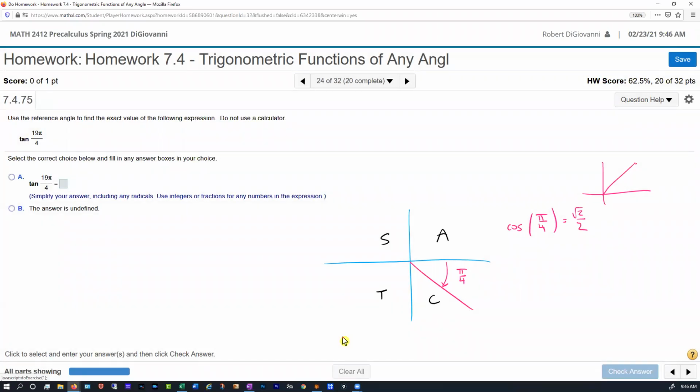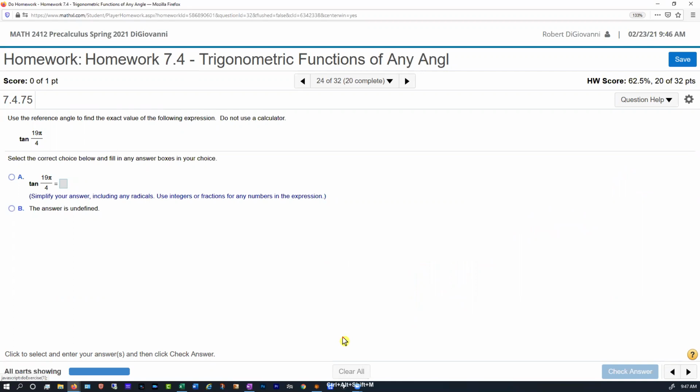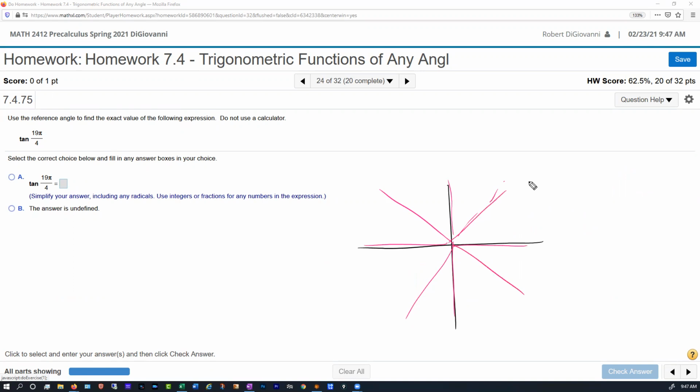Right. Tangent of 19π/4. I'm going to count by π/4s. Here's π/4, 2π/4, 3, 4, 5, 6, 7, 8, 9. We're in the first quadrant. And since we're in the first quadrant, everything's going to stay positive. So I'm really looking at π/4 as my reference angle. And tangent is just the y over the x, and we're just going to get 1.